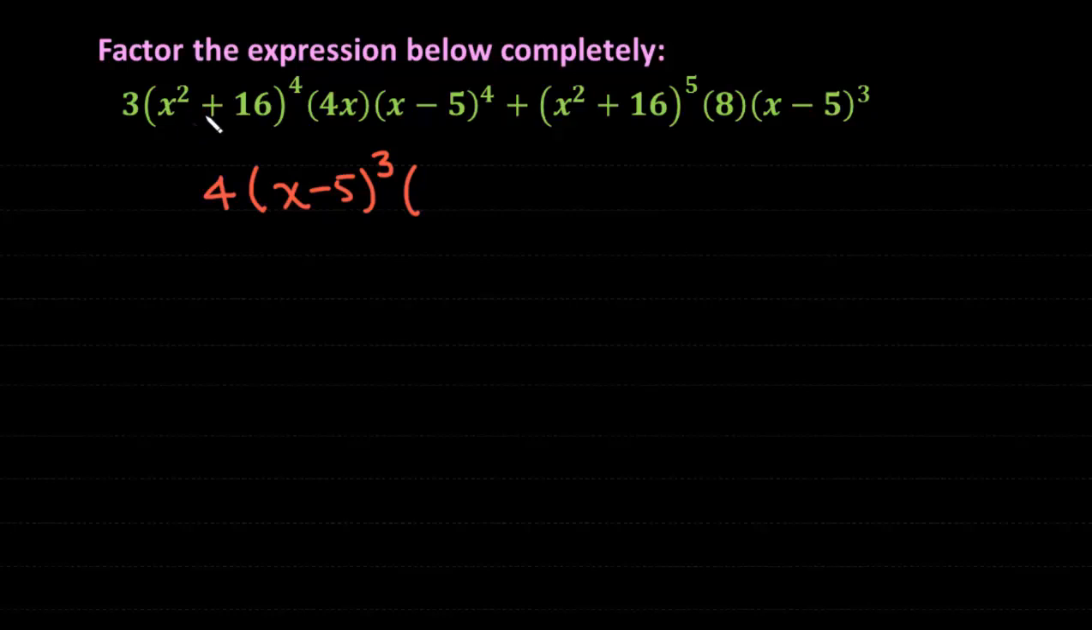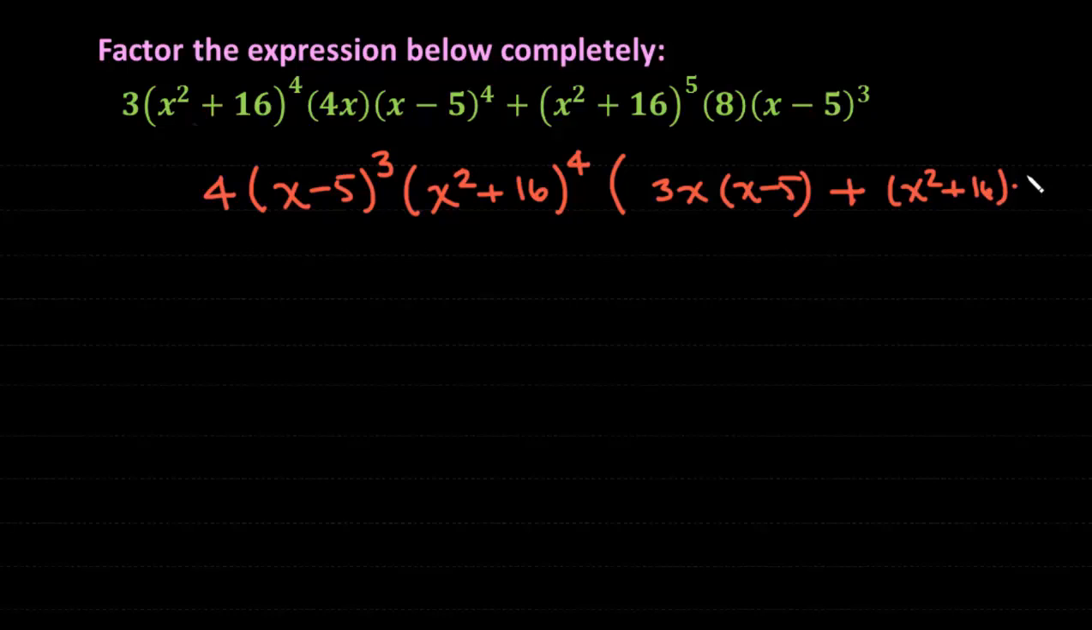Last but not least, we can pull out an (x squared plus 16) raised to the fourth power from this piece here, and also from this piece as well. So from both pieces we can do that. So (x squared plus 16) raised to the fourth power. And so what we have left then, for the terms, we have 3, we have x, and we have x minus 5 for this piece. And over here we have x squared plus 16 left over times 2 for this second piece right here.